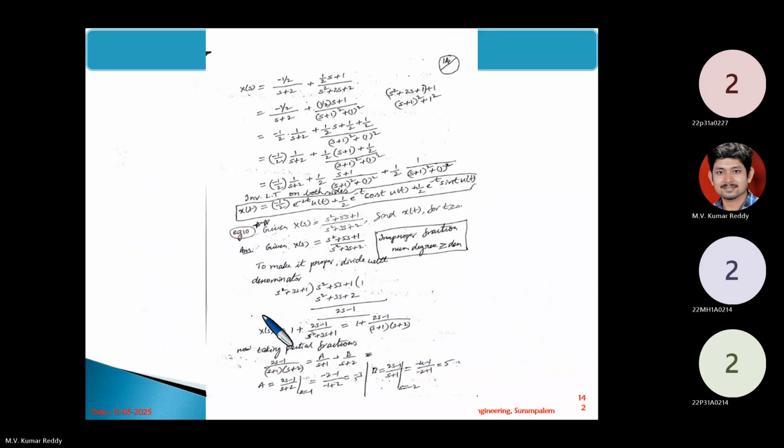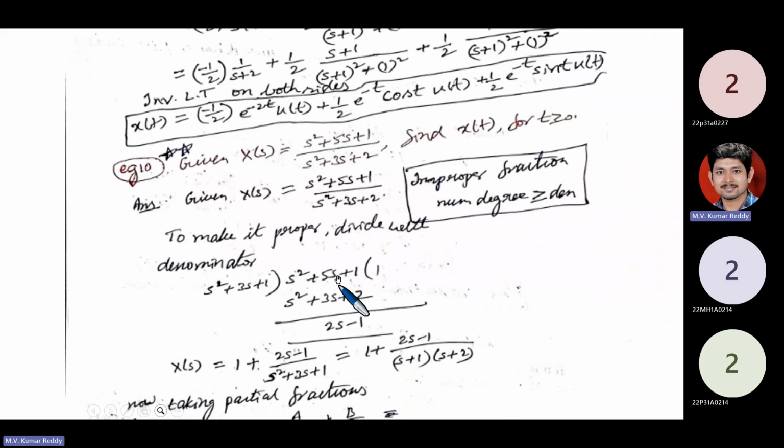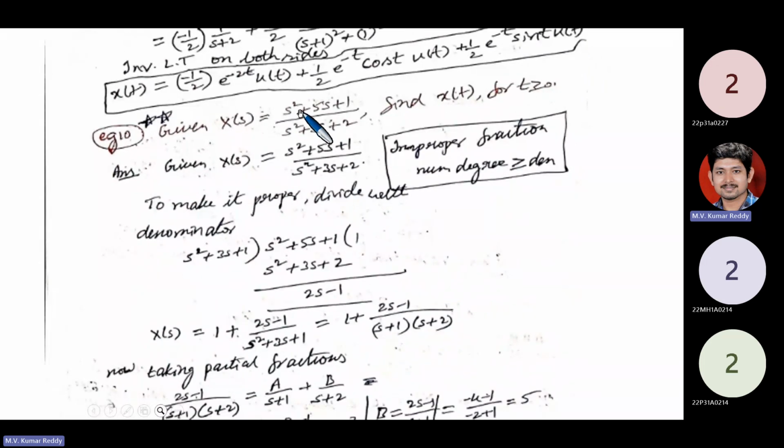Next, improper fractions. This is the example for an improper fraction. S square over s square, so it is an improper fraction. The numerator degree is greater than or equal to the denominator degree. To make it proper, divide by the denominator. So the denominator this side, numerator this side.